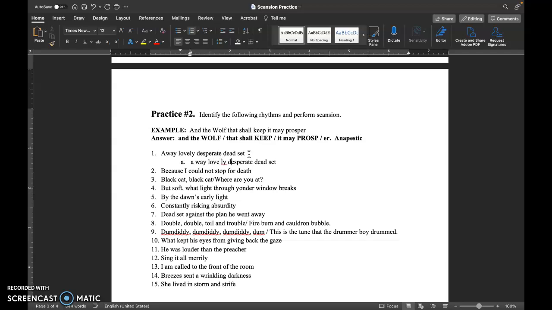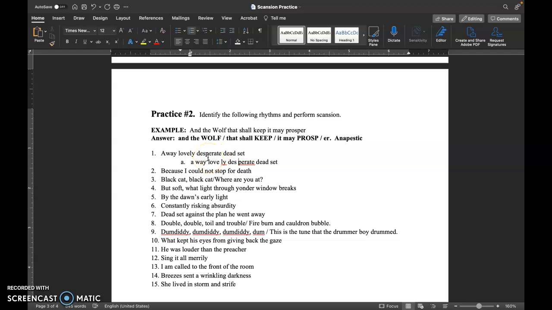So "desperate" is hard because technically, if you look at the word, it's actually 3 syllables. But when we say this word in normal speech, we don't say "she is a desperate person," we say "she's a desperate." I know if you looked it up in the dictionary, "desperate" would be 3 syllables, but we don't say them all. We just say "desperate." So we're going to separate that.